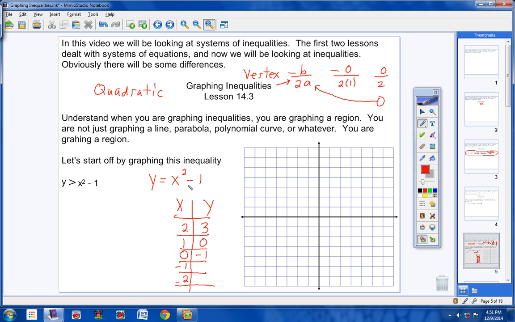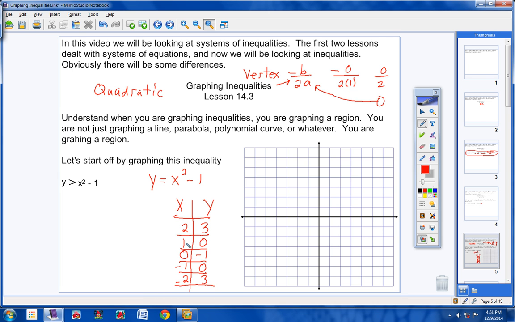Put a negative 1 in for x. When you square a negative 1, you get 1. So 1 minus 1 is 0. Put a negative 2 in for x. When you square a negative 2, a negative times a negative is a positive 4. Positive 4 minus 1 is 3.